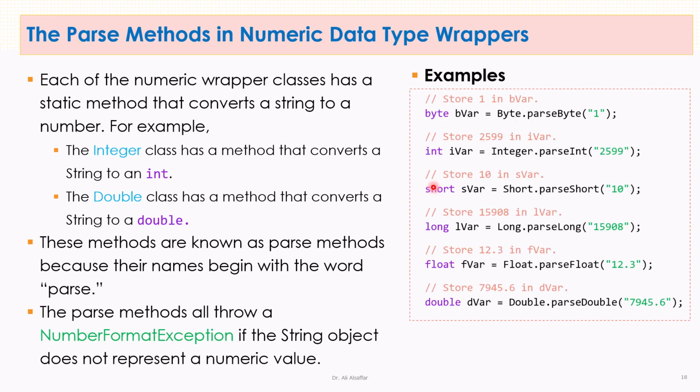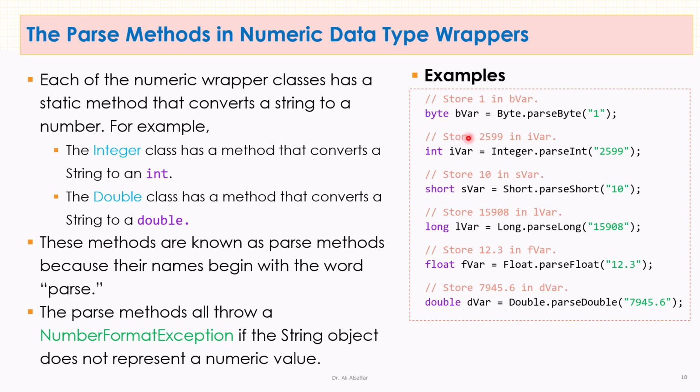In this example, we have listed all parse methods that we could use to convert a number string into a number. You simply write the name of the wrapper class for this number, then you call the parse method and you supply the number string as an input parameter. The parse method, on the other hand, will return the value as a binary value and it will be saved into the corresponding variable as a primitive data type.